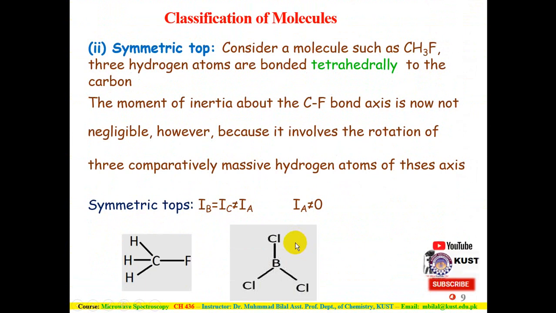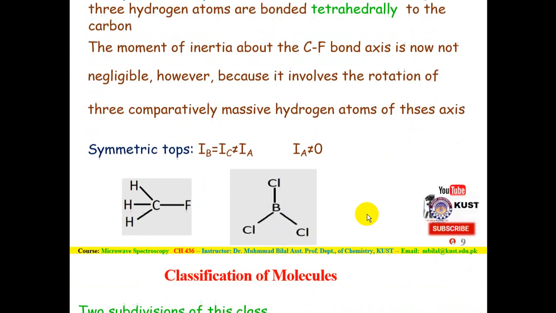Next is the symmetric top molecule. A symmetric top molecule example is methyl chloride, whose atoms are tetrahedrally arranged around the carbon atom. Their moment of inertia Ib will be equal to Ic, but this Ib, Ic will not be equal to Ia. Ia will be different from Ib and Ic, and Ia will have some value greater than 0.